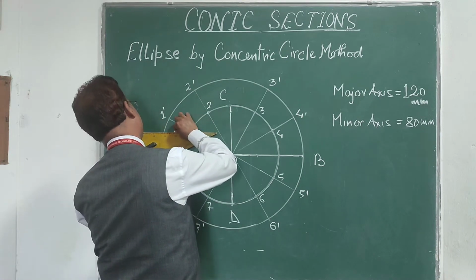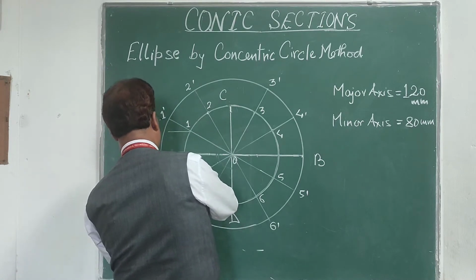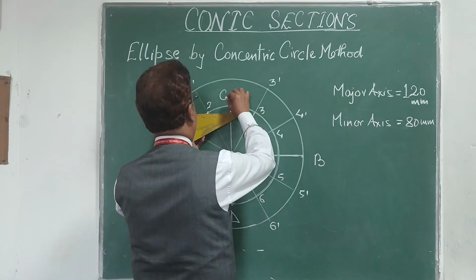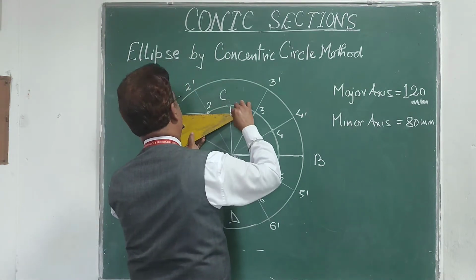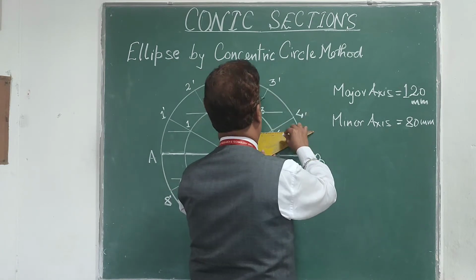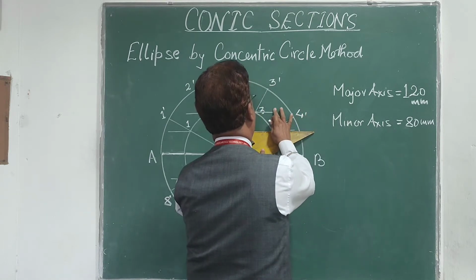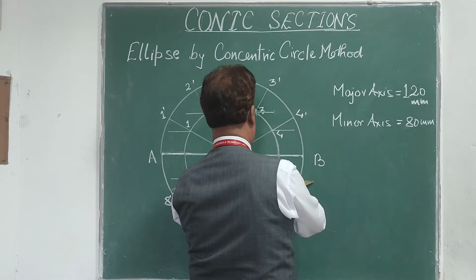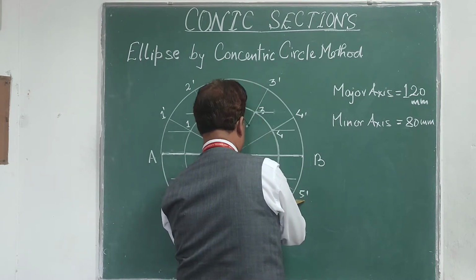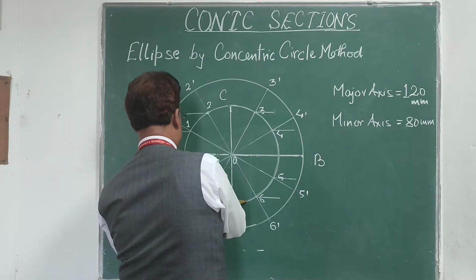So like this, from 1 outside, from 8 that will be outside, from 2 again towards left, from 3 towards right, from 4 towards right, from 5 towards right, from 6 towards right, from 7 towards left.